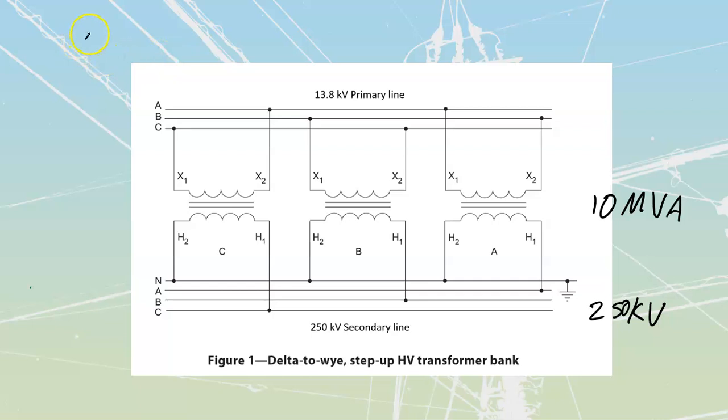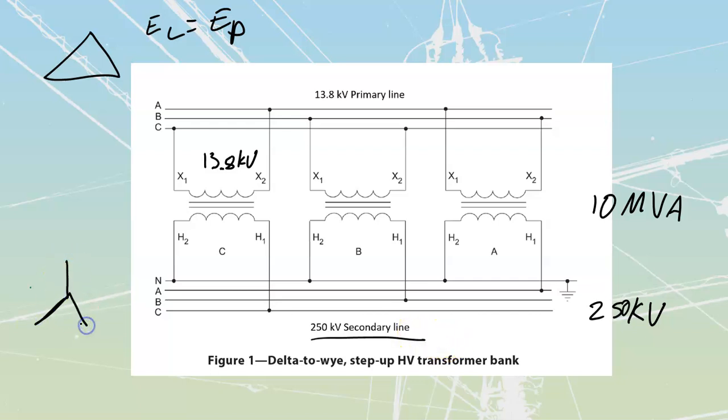Well, on my primary side, we know that we are looking at a delta, and we know that E line is equal to my E phase for a delta. Therefore, each of my windings inside of here are going to have to be able to withstand that same 13.8 kV across them. On our secondary side, we've got 250,000 volts. Now this is going to be a line-to-line value of voltage, which means that my phase value of voltage is going to be much smaller.